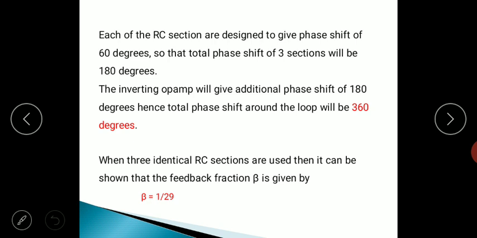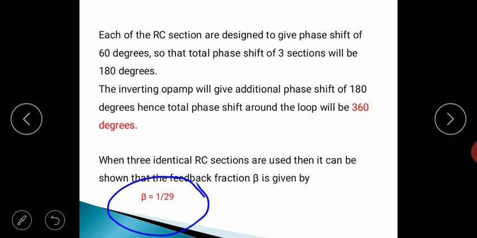So when we use the three RC sections which are identical, that is when we use R1 equal to R2 equal to R3 equal to R and C1 equal to C2 equal to C3 equal to C, and that's what is shown in this particular circuit diagram, then it can be shown mathematically that the feedback fraction beta is given by 1 by 29. Again I am repeating, derivation of the frequency of oscillation is not there, you just have to remember this. The feedback fraction beta for RC phase shift oscillator should be 1 by 29.